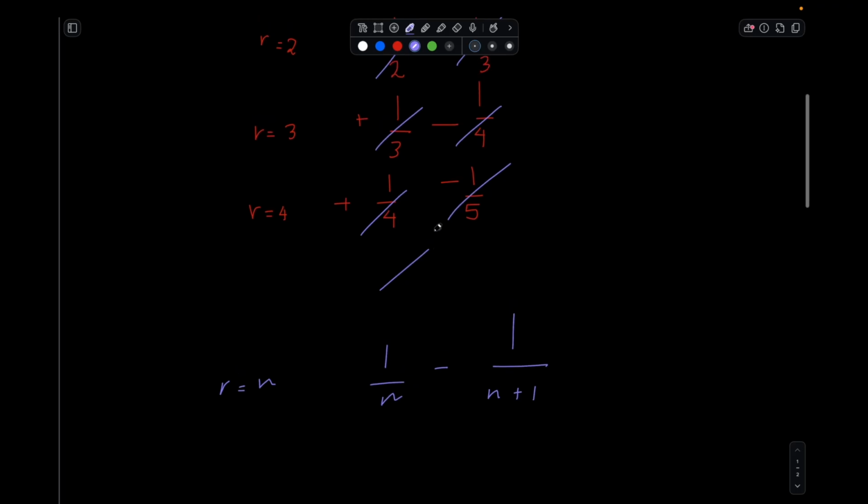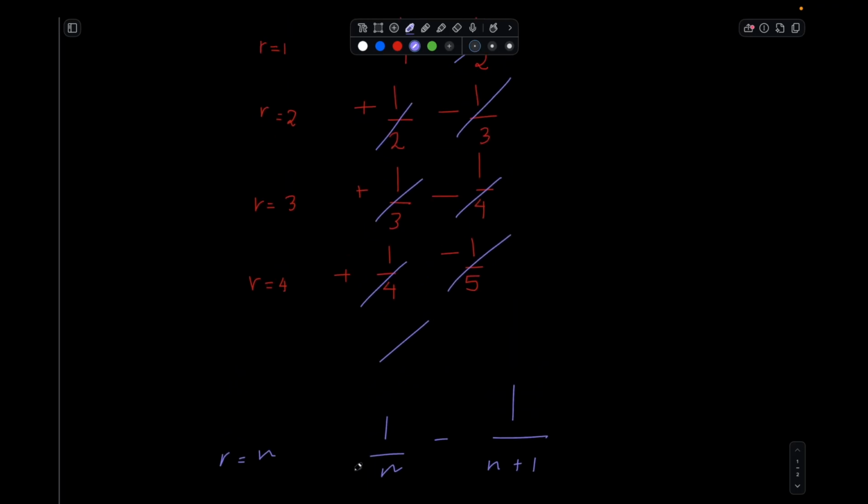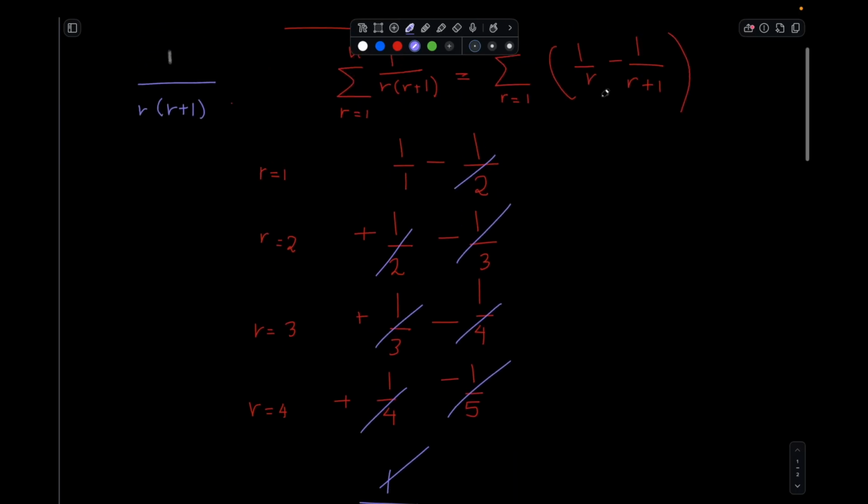Because this bottom term, 1 over n, will cancel out with a term above. The term above r equals n is r equals n minus 1. When you substitute n minus 1 into r, you get 1 over n minus 1 minus 1 over n, because n minus 1 plus 1 cancels each other, giving you 1 over n.